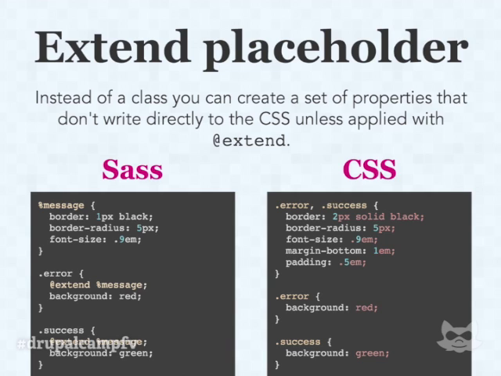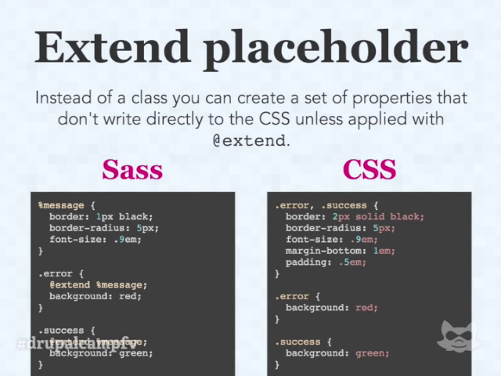You can write these extend placeholders that are silent, so people call them silent extends. What it means is it doesn't write that block out into the CSS. So I don't have a block called message over here. I'm using percent message, and I set up a set of rules to put a border radius, and decrease the font size a little bit.